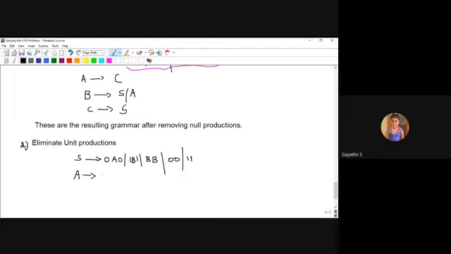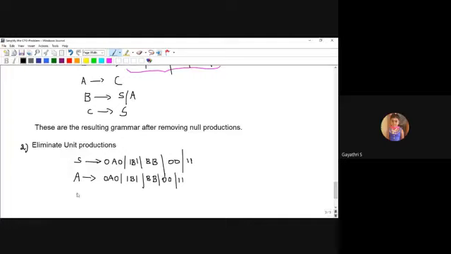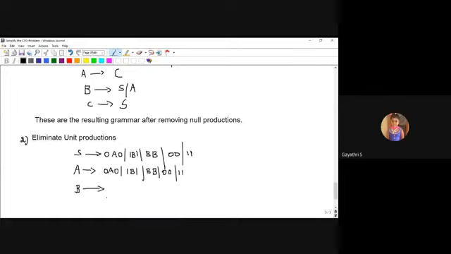So I can use the same production, that is 0A0, 1B1, BB, then 00, then 11. Next, B. B is also replaced with S productions, right? The same S production. So again, 0A0, 1B1, BB, 00, 11.